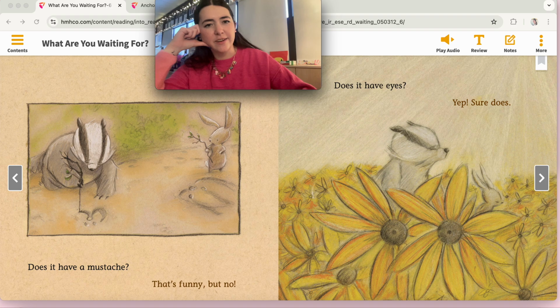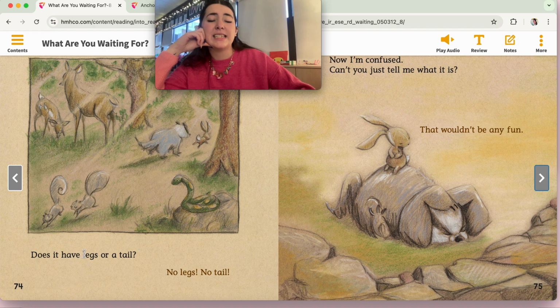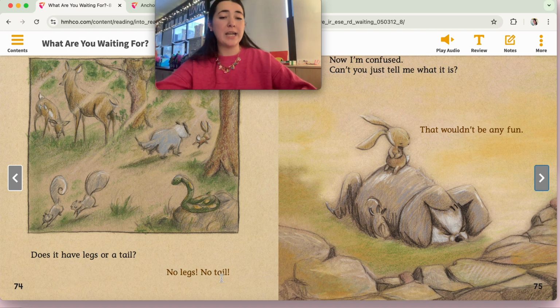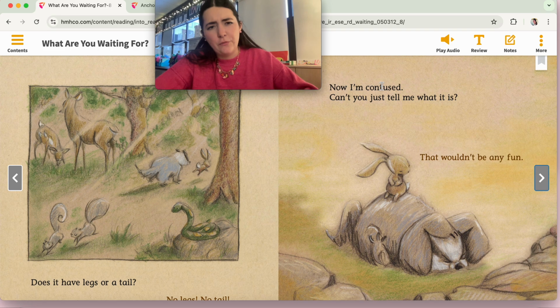Oh, that's a good prediction. I wonder if you're right. Let's see. Does it have legs or a tail? No legs, no tail. Well, that's good to know. Now I'm confused. Can't you just tell me what it is? That wouldn't be any fun.